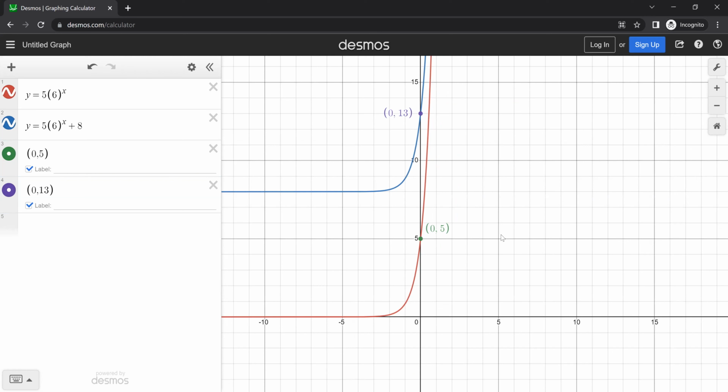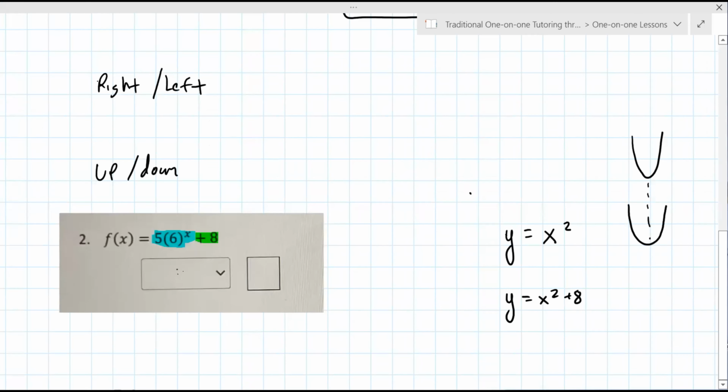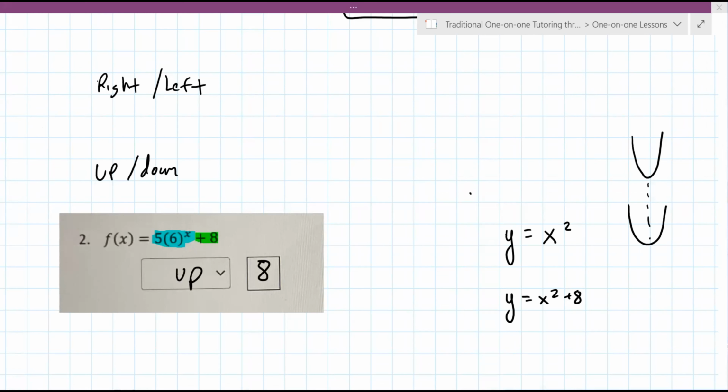Okay, so let's go back to the other screen. So this one is up 8 units. So if plus is up, you can probably see where we're going with this one.